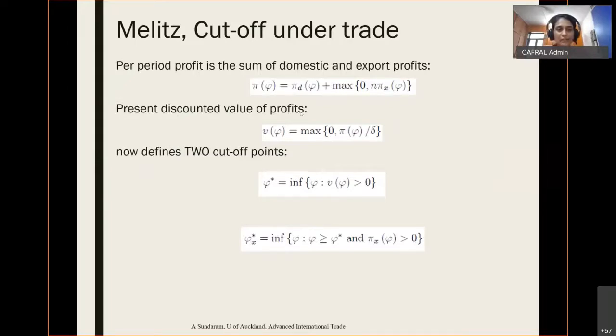So let's look at the present discounted value. I'm simply discounting it. So V of phi now is max of zero, comma pi of phi over delta, just like before. And this will now define two cutoff points. The first one, phi star, is going to be the domestic cutoff point. So this is the threshold productivity level where the V of phi is just greater than zero. Okay. And then you have the exporting cutoff, which is the productivity level such that you are able to cover the domestic cost. So definitely you have to be above the domestic threshold productivity phi star. But over and above that, you also should be earning positive export profits, because only then can you export, right? So this phi star X is basically the productivity level which is definitely above the domestic cutoff, and it is at a point where the pi of X is greater than zero, positive export profit.